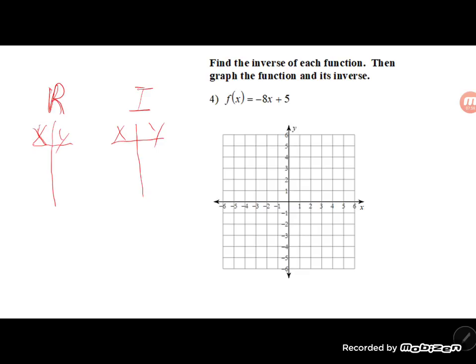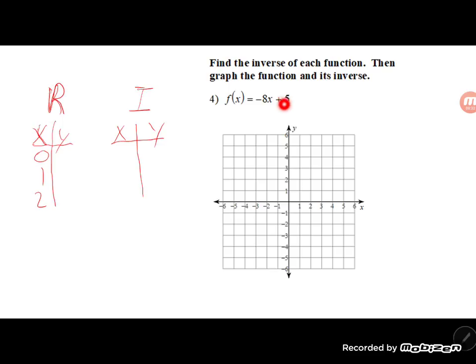We can always use tables to map functions. We can always use a table to make a graph. So we're first going to make a table for the original function, and then we're going to flip that table and make a graph and use that to graph the inverse function. So let's go ahead and do that. Notice this isn't a particularly complex equation, and plugging in numbers like 0, 1, and 2, it's not going to give me any crazy fractions, so I'll go ahead and just pick the numbers 0, 1, and 2.